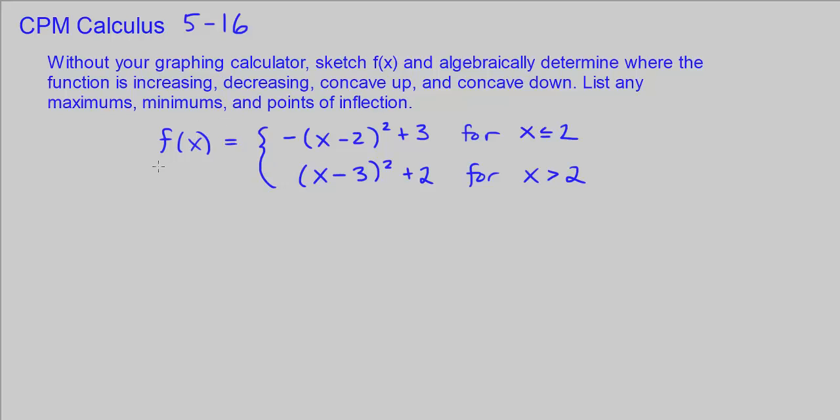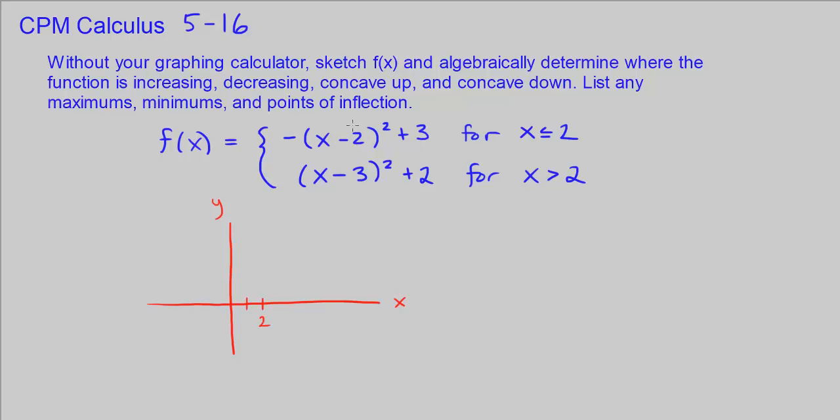Right here, we're given f of x, and it's a piecewise defined function. We have two different pieces, and we see the transition happening at x equals 2. So let's go ahead and draw our axes. There's our x-axis and our y-axis. Here is x equals 2. Okay, so for x less than 2, we have this graph here.